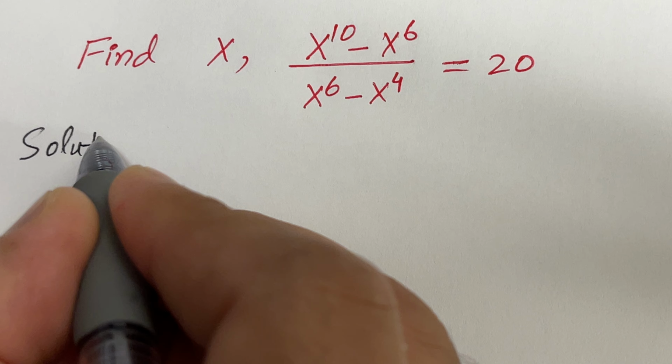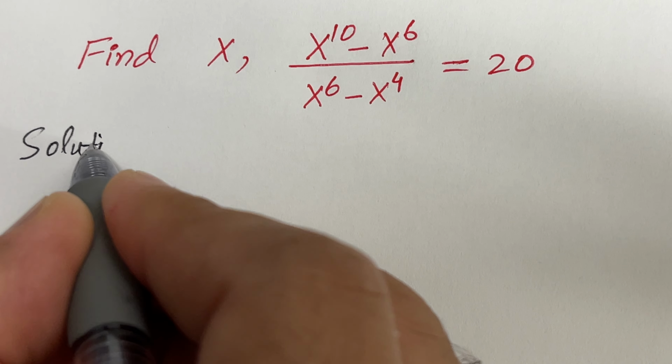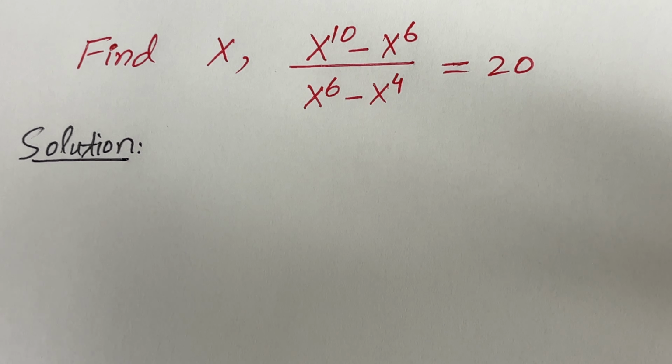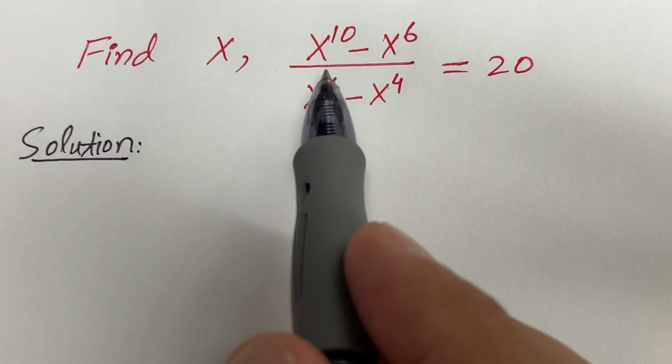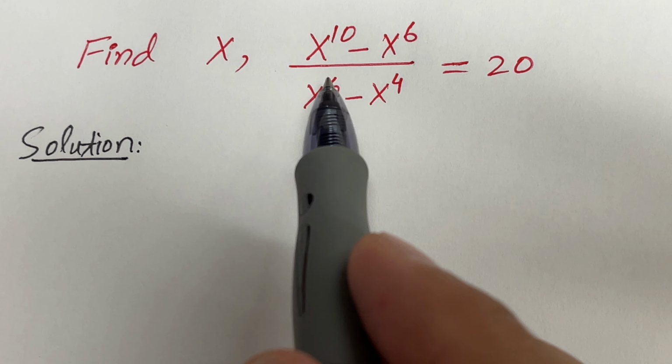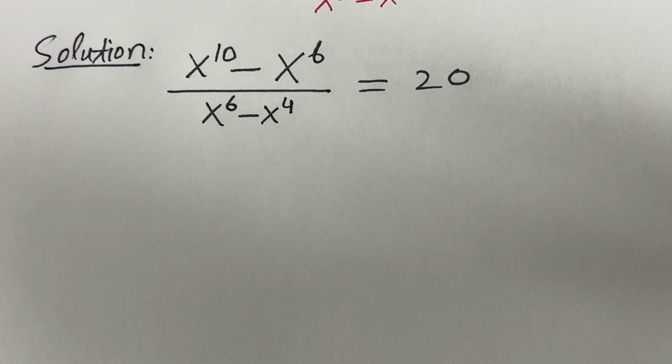Hello guys, we are given this nice exponent equation and we want to find the value of x. Let's solve it. If you look at here, the left hand side of this given equation is x raised to the power 10 minus x raised to the power 6 divided by x raised to the power 6 minus x raised to the power 4, and the right hand side is 20. Let's simplify the left hand side.